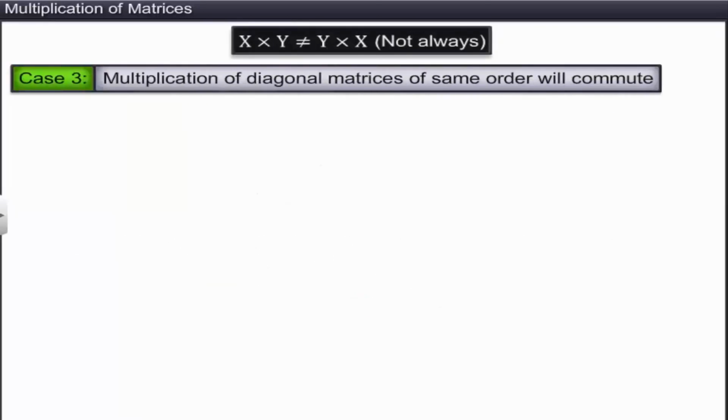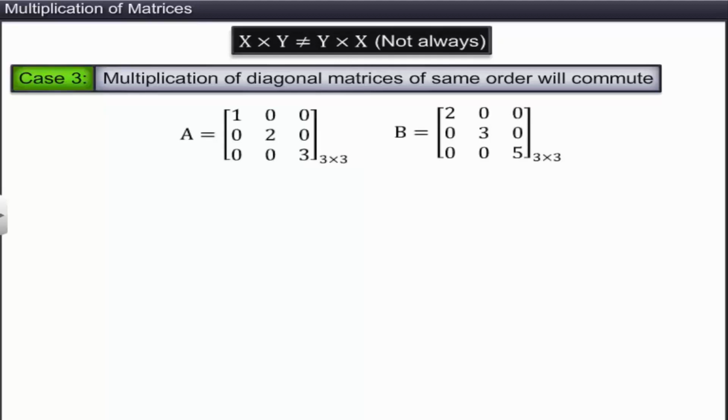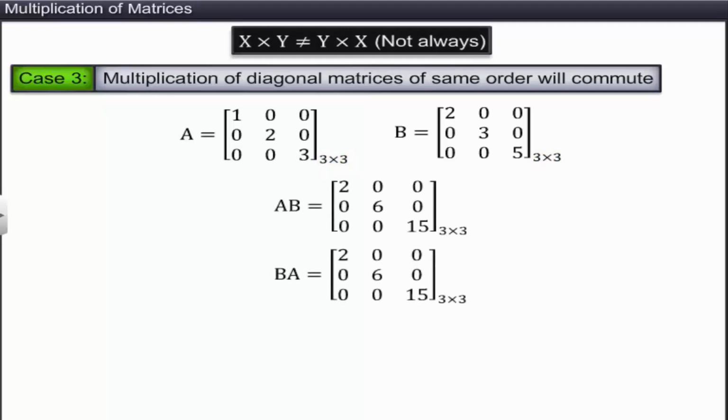If the matrices being multiplied are diagonal matrices and are of the same order, then the multiplication is commutative. Let A and B be two diagonal matrices of the order 3 by 3. Let's find the products AB and BA. We can observe that AB is equal to BA.